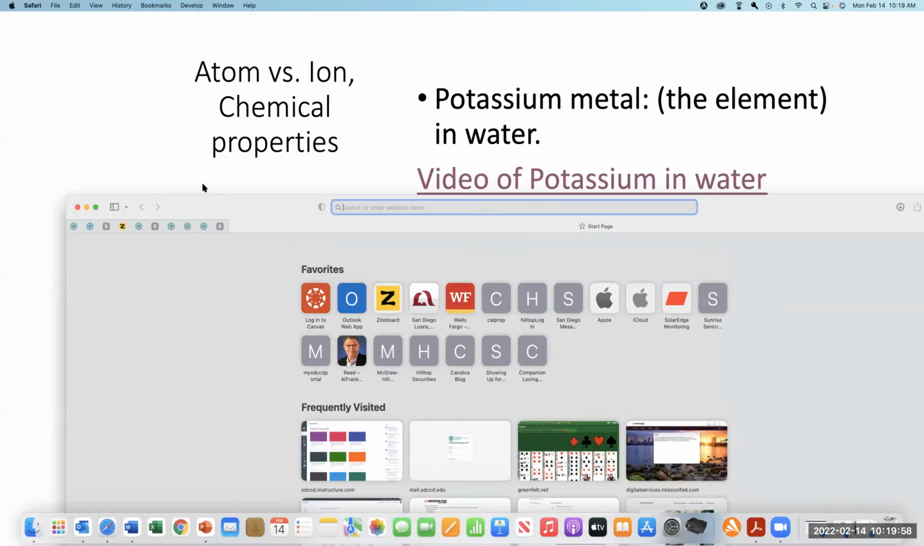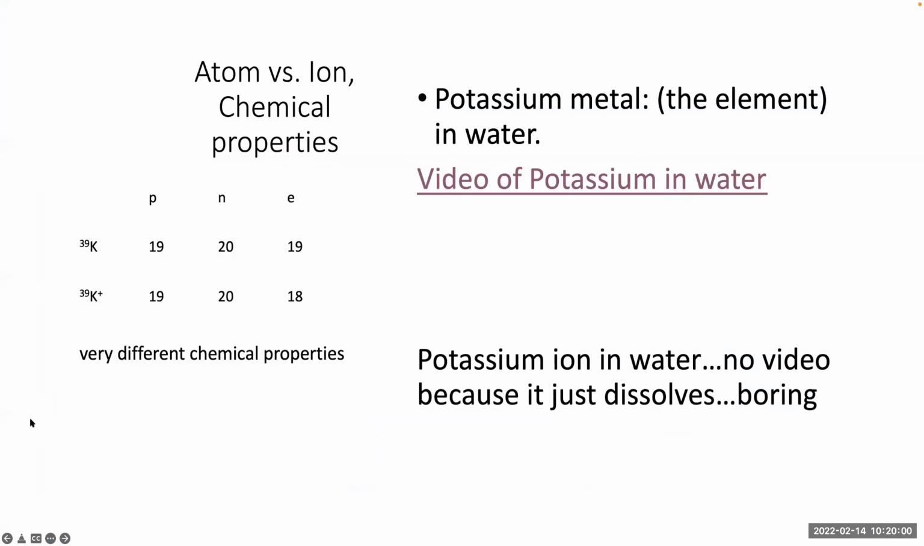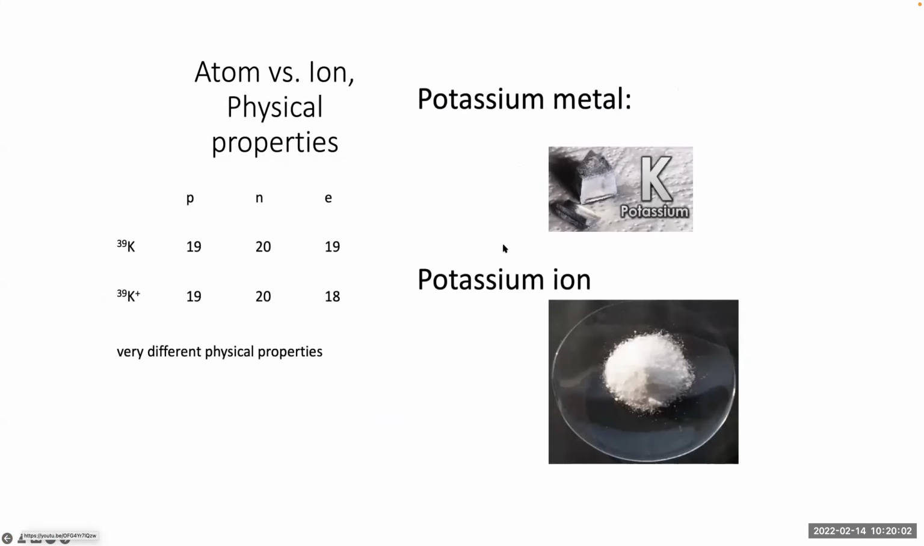Now I want to go back a slide from here. This is what potassium metal looks like, right? See, it literally looks like a piece of metal. This is potassium ion. Look at that. It looks very, very different. And also the physical and chemical properties are very different. You saw potassium metal in water catches fire. Potassium ion, if you put it in water, it just dissolves.